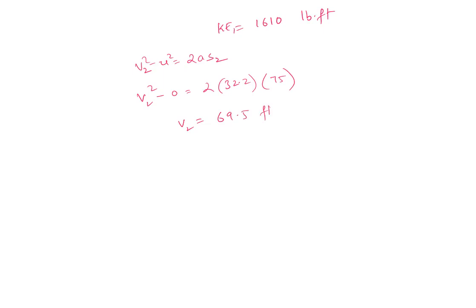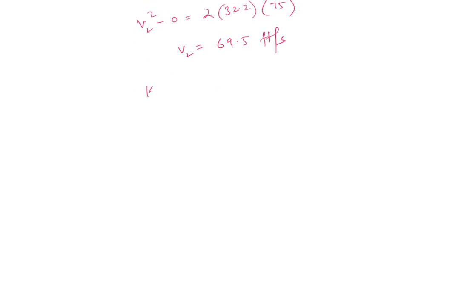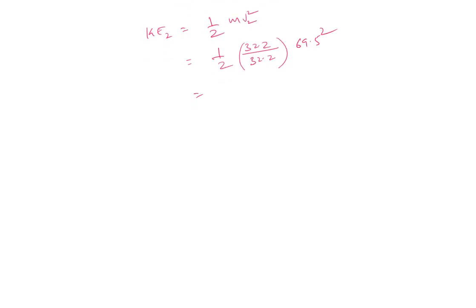69.5 feet per second. Okay, and KE2 would be half m v2 square. Half m is the same, 32.2 is the weight, divided by g, 32.2, times v2, 69.5 square. So you get 2415 foot-pound. Okay.